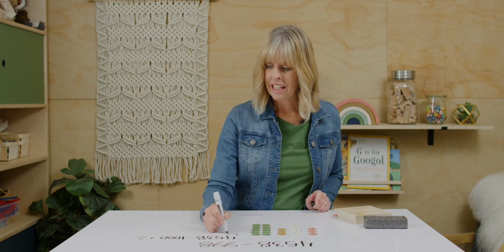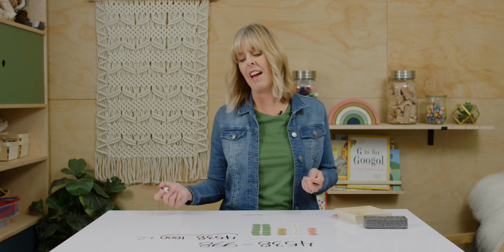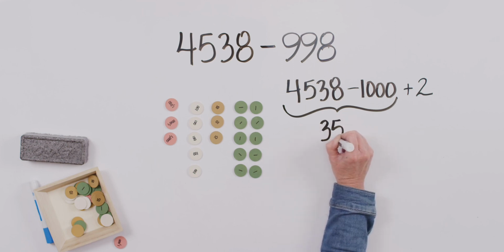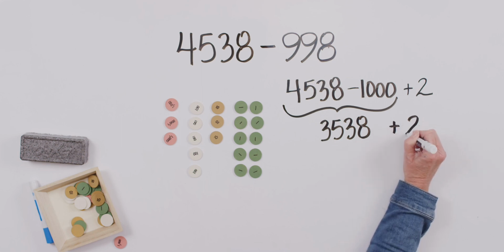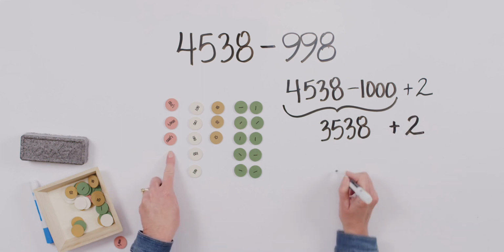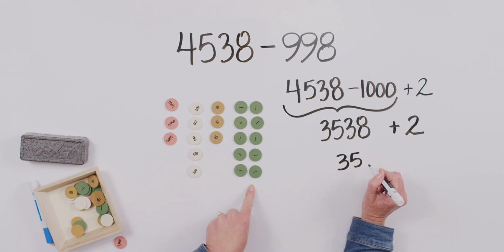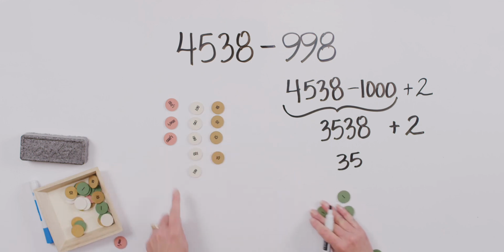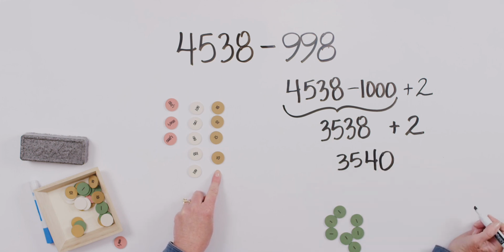Okay? And because it's easier for me to take 1,000 away from 4,538, if I take 1,000 away, that's going to give me 3,538. But remember, we can't forget to add those 2 back in to give us a total of 3,530. Oh, we have 10 here. So we would trade those out for a 10, right? So we have 3,540. All right, let's see if we can do some without our visuals.